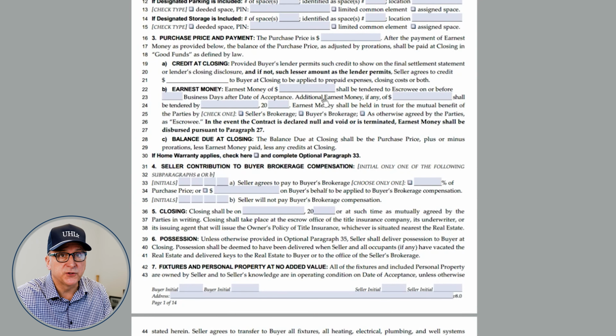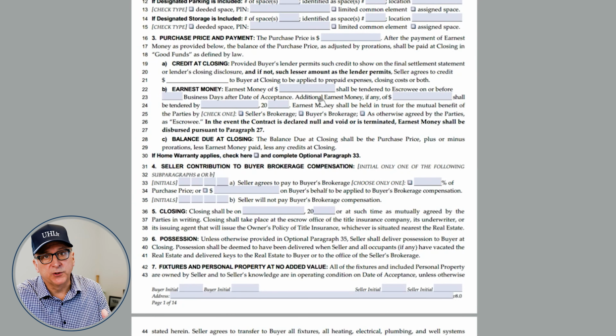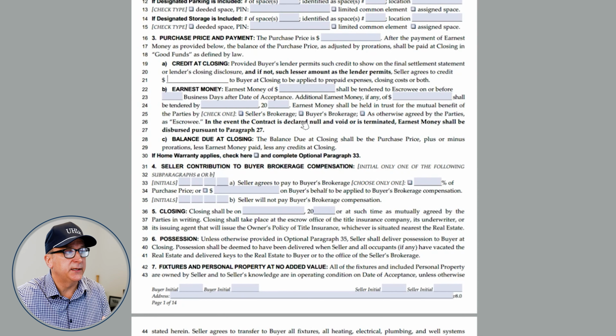Earnest money. How much earnest money are you going to pay? Now, a lot of buyers who are just getting started don't even know what earnest money is. Earnest money is basically a deposit that you're paying to the seller to be held in escrow that then becomes part of your down payment. The larger the amount of earnest money you put down, the more serious of a buyer you are viewed in the eyes of the seller.